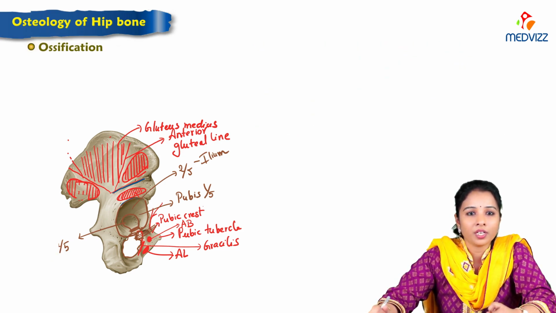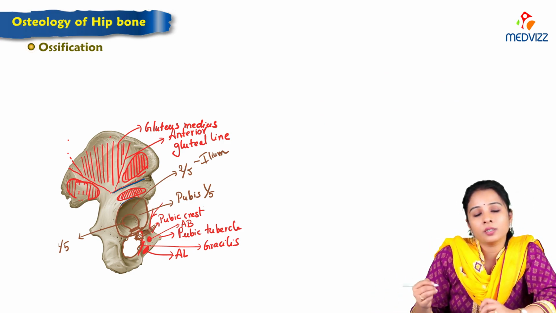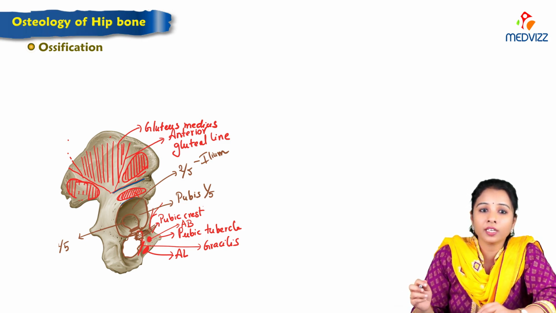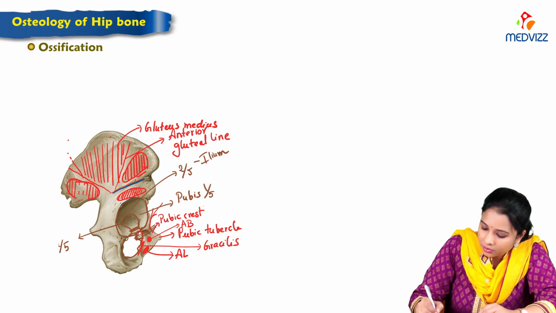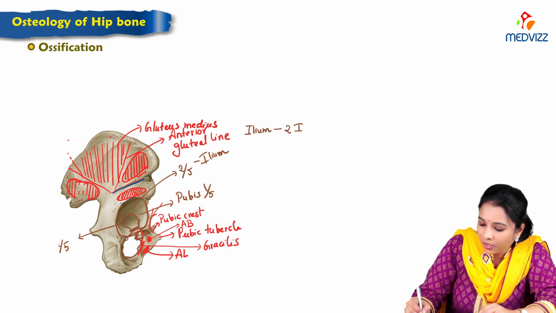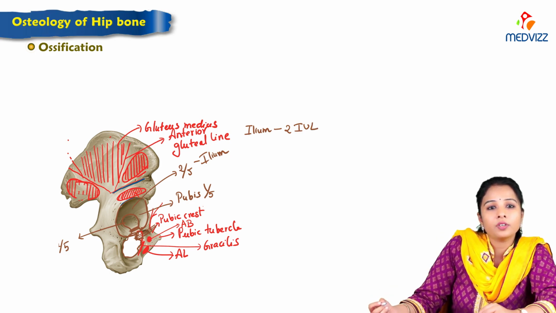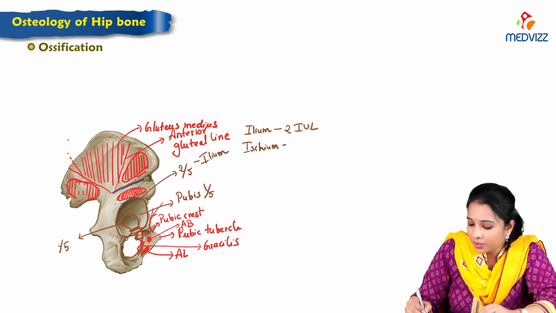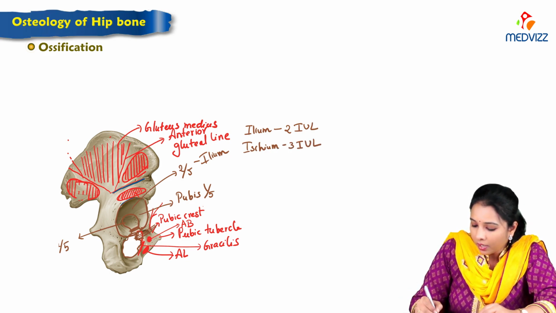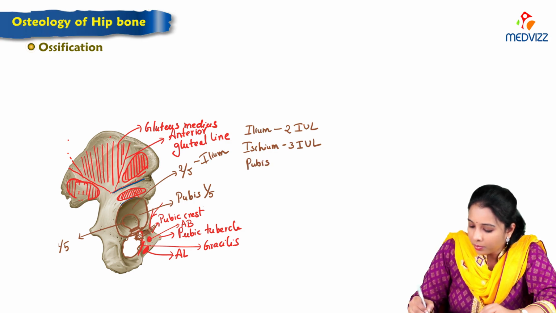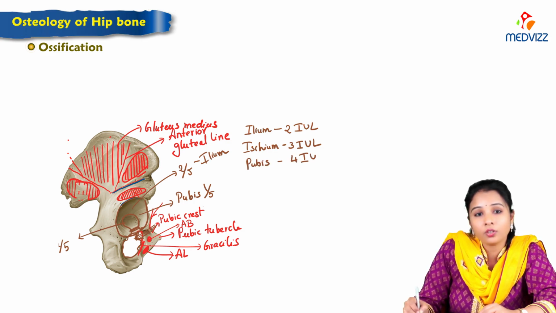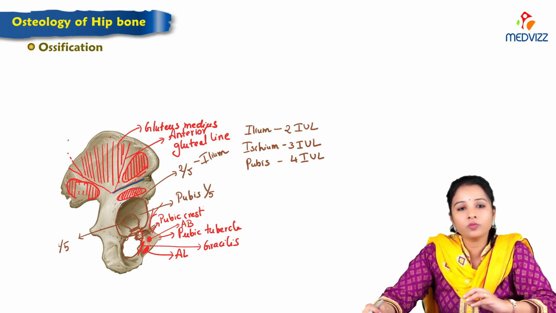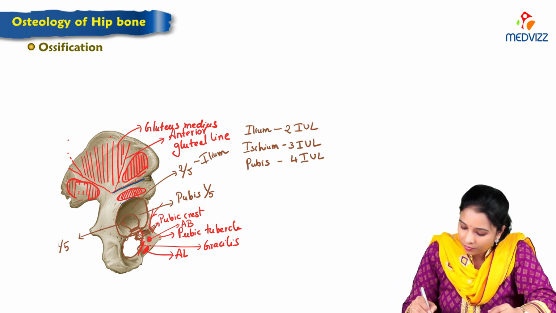Let's see the ossification of the hip bone. So we know that the hip bone has three parts: ilium, ischium, pubis. For the ilium, the primary center appears during the second month of intrauterine life, for the ischium it appears during the third month of intrauterine life, and for the pubis it appears during the fourth month of intrauterine life, and all these fuse by the 18th year after birth.